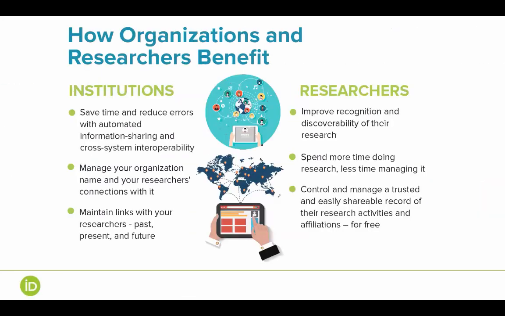And how do organizations and researchers benefit? I think the very first for institutes, for organizations, it can save your time and reduce errors with automated information sharing. We ask the API to do the labor work. And also with trusted machine-readable data, you can manage your data, your organization's name and your researchers' names, more easily and in a more reliable way. And maintain links with your researchers from the past, present, and future.